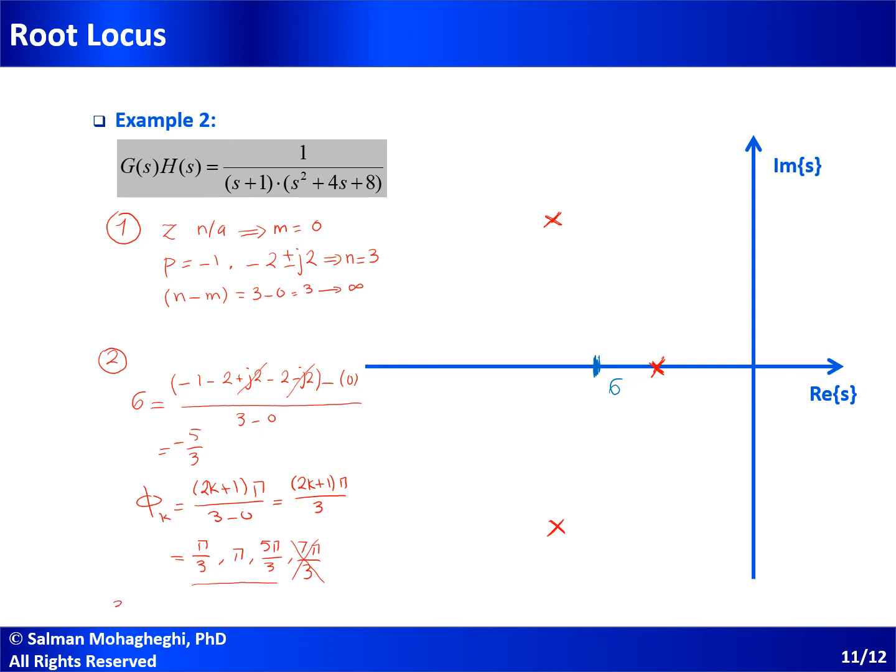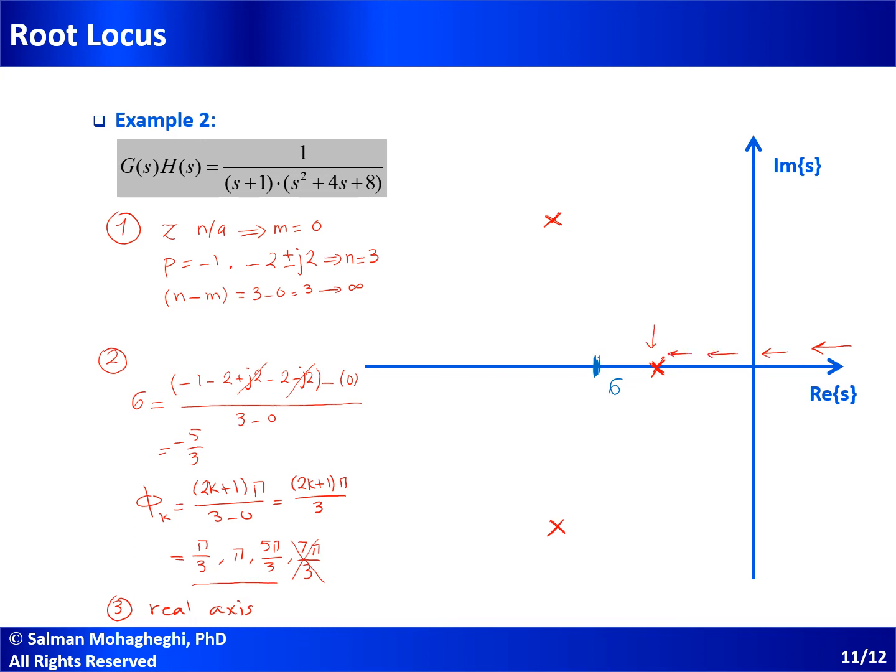The third step is looking at the real axis. What I do again is start moving all the way from the right to the left, and I see how many poles or zeros I have to my right. Here I have nothing to my right, so it doesn't belong to the root locus until I get to this point.